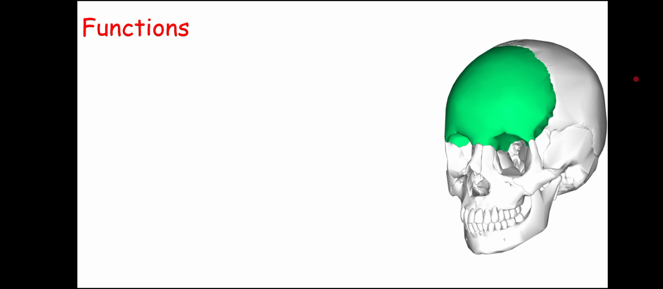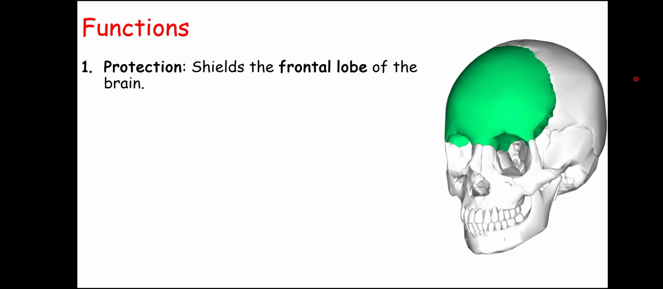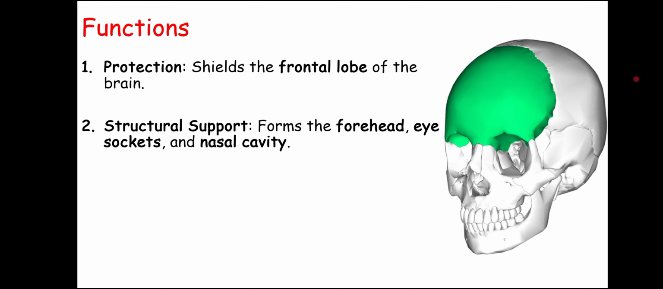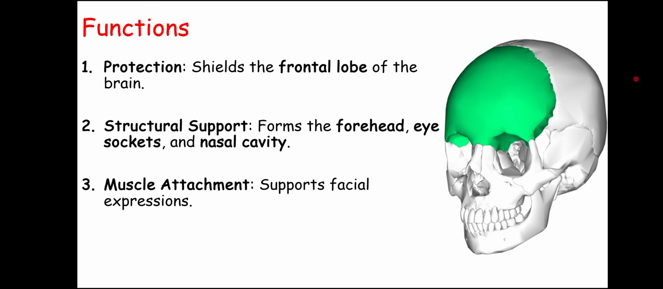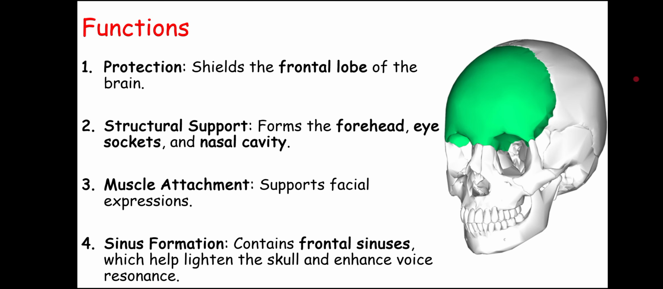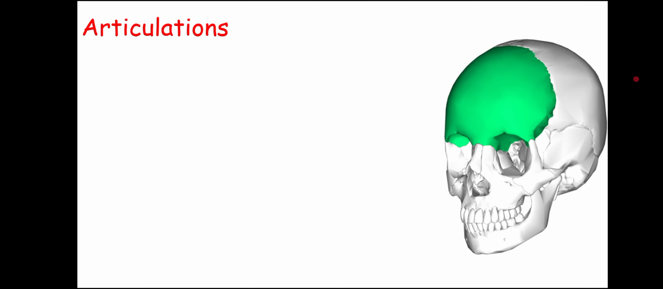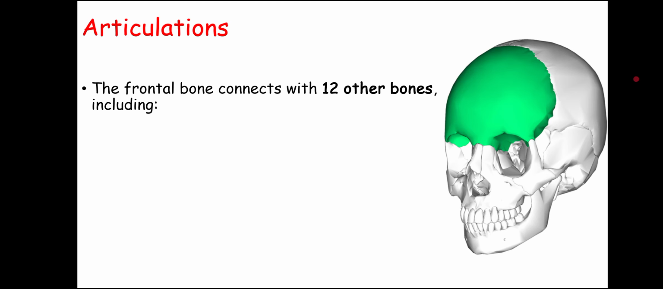Now let's talk about the function of the frontal bone. The first function is protection, as it shields the frontal lobe of the brain. The next function is structural support, as it forms the forehead, eye socket and nasal cavity. The next function is muscle attachment, as it supports facial expressions. And the next function is sinus formation, as it contains frontal sinuses which help lighten the skull and enhance voice resonance.